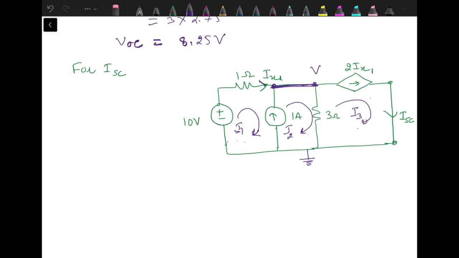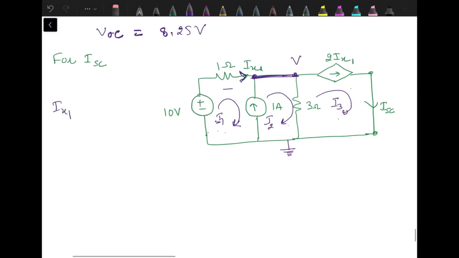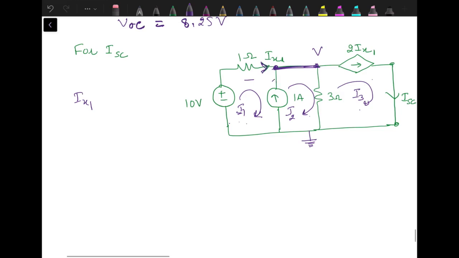So I will solve it with nodal analysis. The current in this branch is Ix1, and that is flowing towards the node. Then 1 ampere is also flowing towards the node. Again, it's an incoming current. Current through the 3 ohm resistance, we don't know the direction, so let's mark that as outgoing current, and this 2 times Ix2 is also an outgoing current. So this should be equal to 2 times Ix2 plus current through 3 ohm as V by 3. Now we need to find out Ix2.